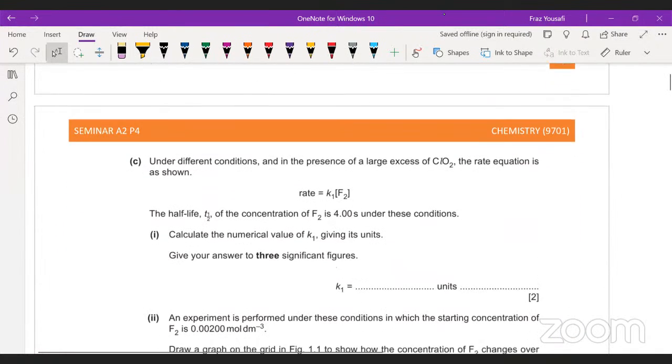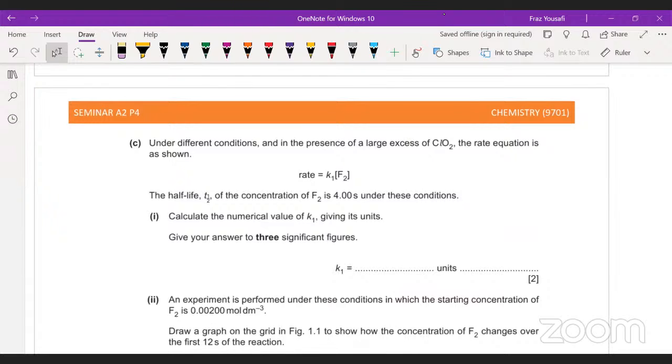All right. Now, again, part C: under different conditions, in the presence of a large excess of ClO2. Now, it's told you that the ClO2 is in a large excess. That means that the rate equation is as shown. You can see that the overall order has now become first order. And you need to remember this, that this particular understanding we're going to talk about in just a moment. It says that the rate equation is now K1 times the concentration of F2. The half-life of the concentration of F2 is now 4 seconds under these specific conditions.